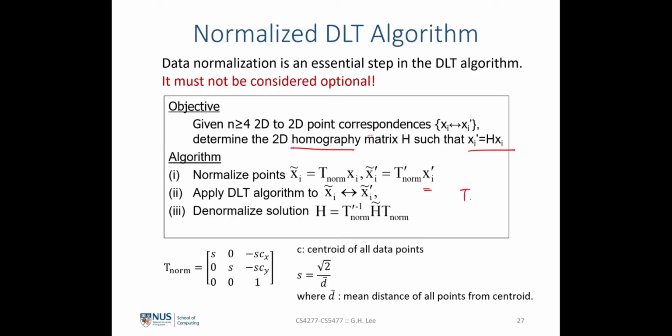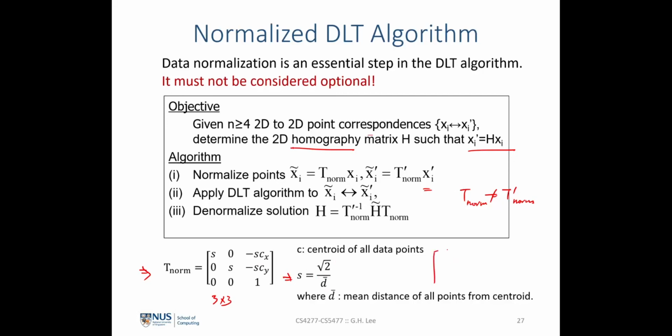Notice that T norm and T prime norm are not the same, because we will compute the transformation of each image individually, because the centroid and the scale are not going to be the same in the two images, because the distribution of the points are not going to be the same, since it has already undergone some homography transformation here. And here's the formulation for the matrix. This is a 3 by 3 transformation matrix over here, whereas here is our scale. It's computed by square root 2 divided by the mean distance of all points from the centroid.